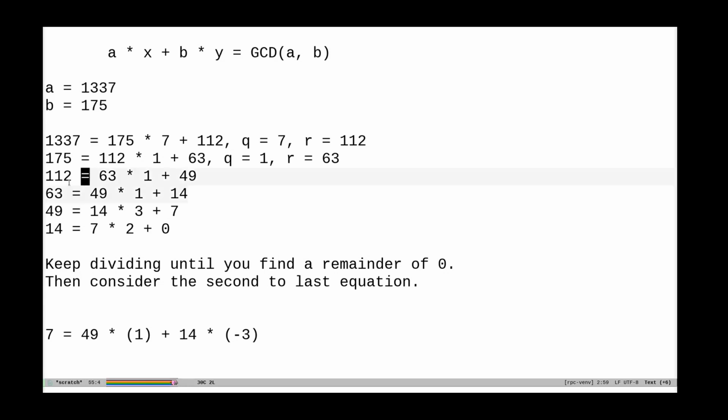Then we do the same with the previous one. We express it like 14 is equal to 63 times 1. And then, of course, we have to put the 49 to the other side. Here, remember, look how I write 49 times minus 1. I'm not writing minus 49 because I'm not resolving those multiplications. I'm keeping them as multiples of 49 and 63, the numbers that appear during this computation.